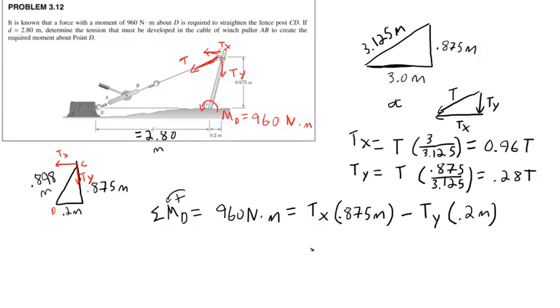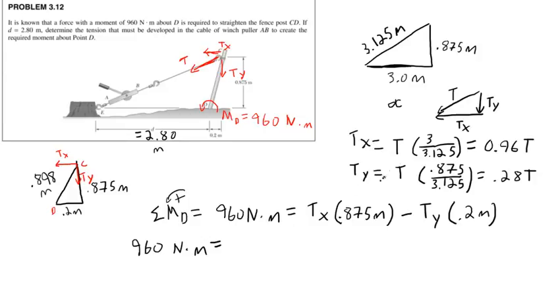Okay. Any questions so far? What's point D again? Point D is the point at the bottom of the post. It's the point that I'm summing moments about. That's the point that I want the moment about to be 960 Newton meters. All right, and the rest is just math. Where did the 0.2 come from? The 0.2 right here. Yeah, it's the perpendicular distance from Ty to point D.